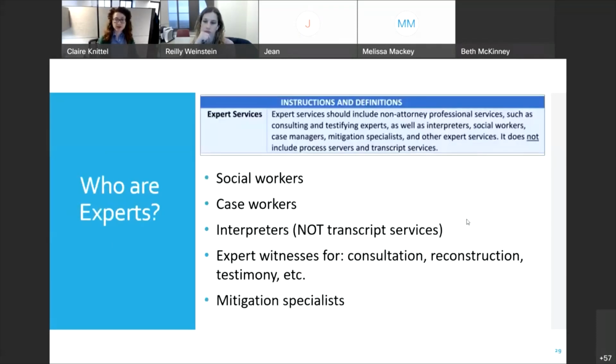Your experts are the same definition as before. They include non-attorney professional services such as consulting and testifying experts, as well as interpreters, social workers, case managers, mitigation specialists, and other expert services. It does not include process servers or transcript services.